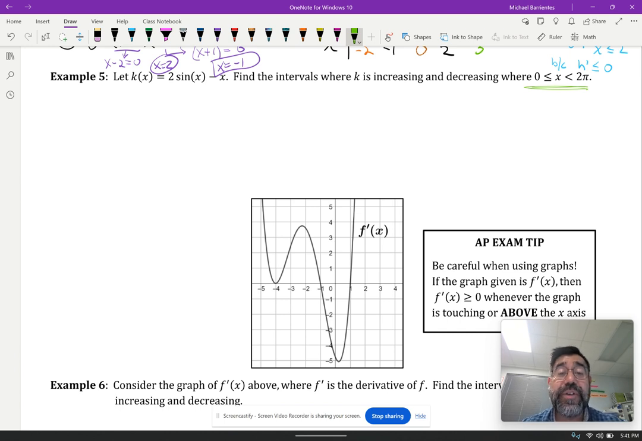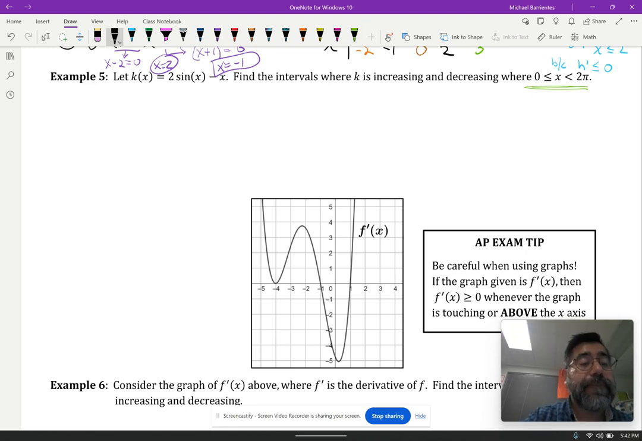Well, since we're dealing with a trig function, we know that trig functions have zeros or solutions in infinitely many points, right? Because you can keep going around the unit circle and get more and more x values or angles that will find those values. So they're saying, let's just worry about x values or angles that are between 0 and 2 pi.